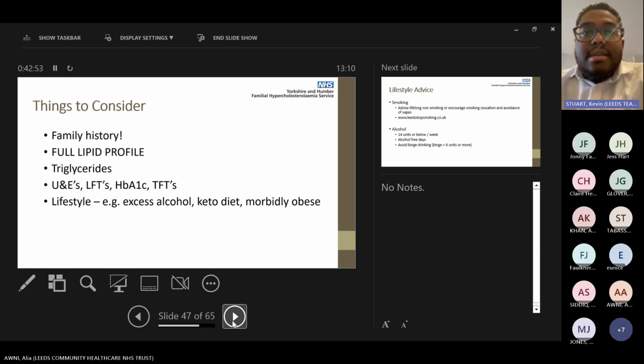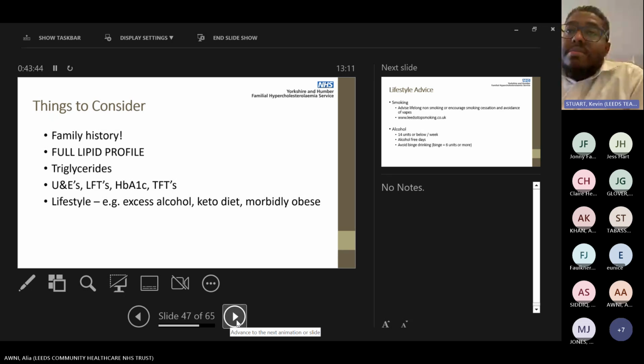So the things to consider, again, family history is king, and family history is key. Sometimes when we request cholesterol in the community in GP, you have to be careful what you're requesting. Sometimes it's just your cholesterol and HDL, but that's not enough. We also need triglycerides in order to calculate the LDL cholesterol. So we recommend doing a full lipid profile. Also, check kidney function, liver function, HbA1c and thyroid function tests to help rule out the secondary causes. And also look at their lifestyle, because we found diets such as the Atkins diet or ketogenic diets can actually cause patterns that look very similar to FH. So go through the alcohol history as well and measure BMI. Next slide.